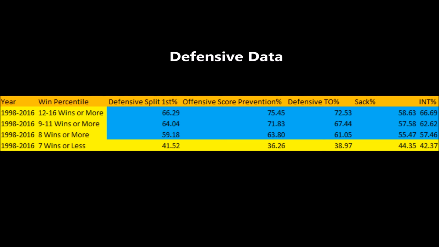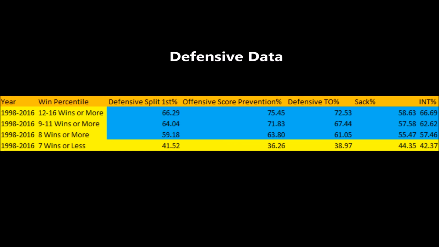So defenses that are good when it comes to defensive splits, offensive score prevention, and defensive turnovers: the more turnovers they create as a defense, the more sacks they get, the more interceptions they get as a defense, which pretty much ties in with turnovers on defense, the more wins you typically have.